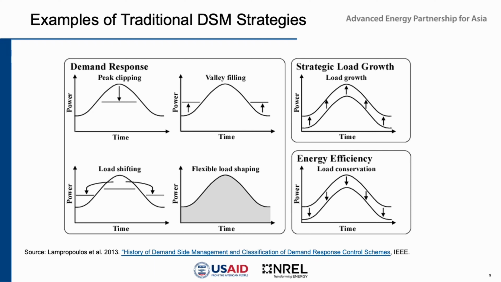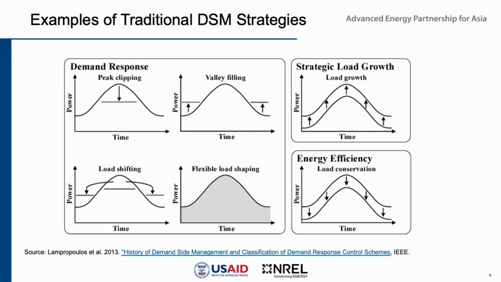Similarly, in valley filling, sometimes you can have very low periods of load where you cannot back down your generators enough to keep supply and demand in balance. Therefore, it can actually be cheaper to raise the demand during those periods so that you can keep generators online and you can avoid the startup costs or the ramping costs that are associated with keeping it at that very low level.